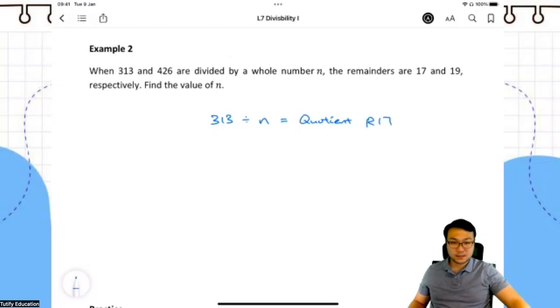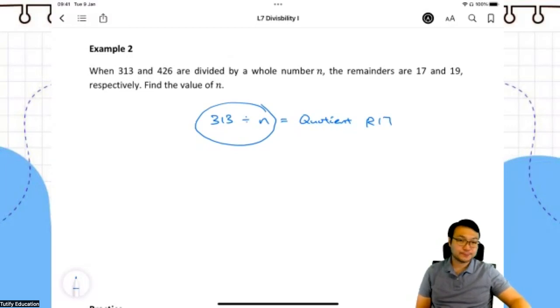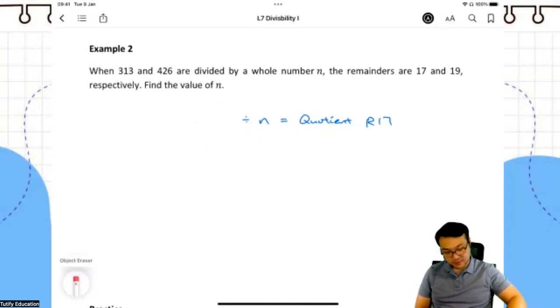Zheng Yi, let me ask you something. Do you think the number 313 is divisible by n? No. Why? Because you get the remainder. How can I make the number 313 divisible by n? Minus 17. Minus 17. Very good.